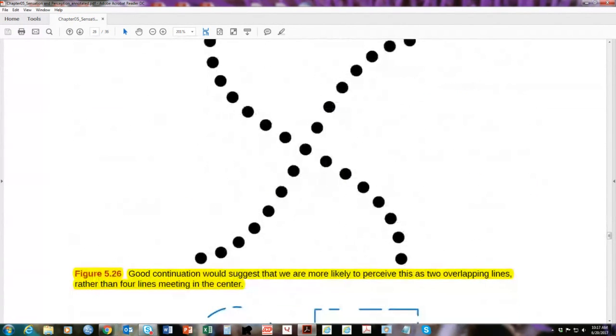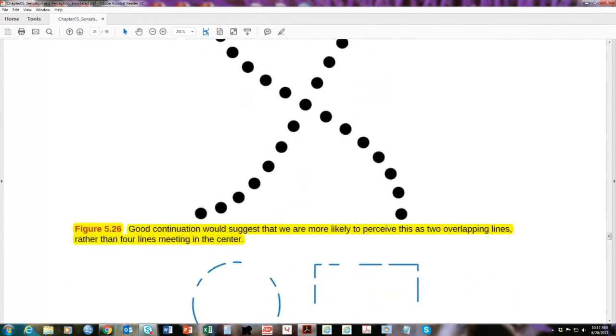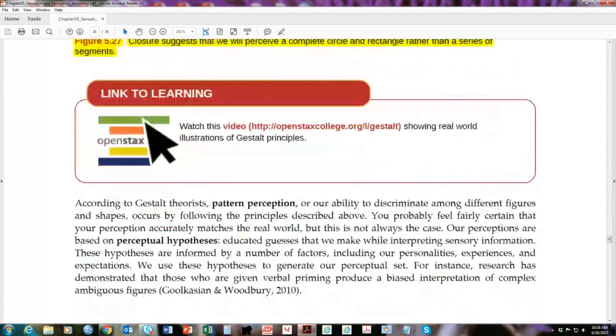Now, principle of good continuation. You can see you have dots, but the dots are curves, and we usually see this as two different curves, and they just happen to be crossing each other. Closure is just this ability that we have to fill in the gaps in a stimulus. So if there are elements of a stimulus missing, we tend to mentally fill in those gaps. So here we have a circle and a rectangle.